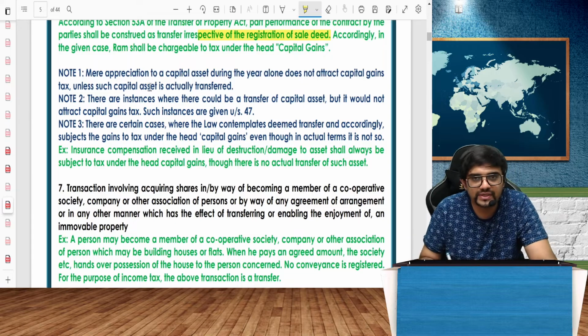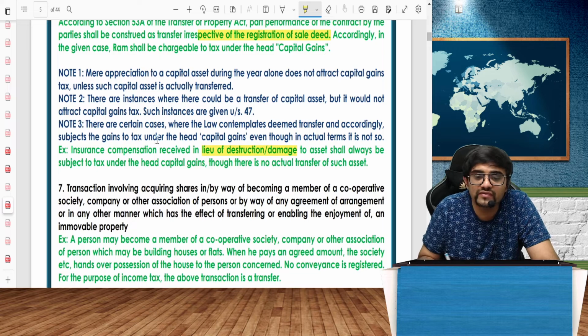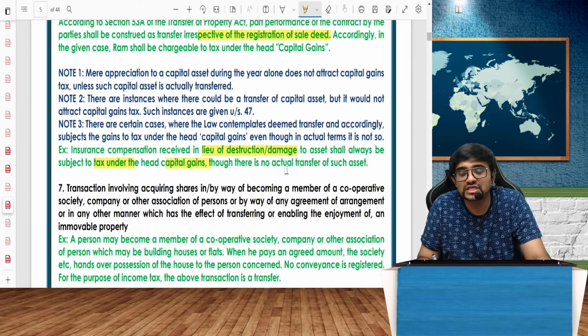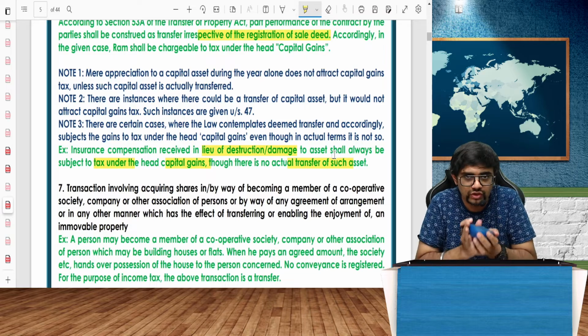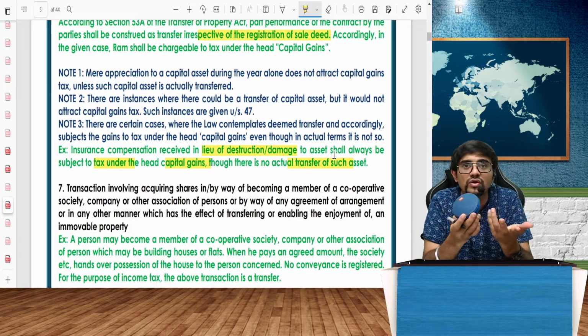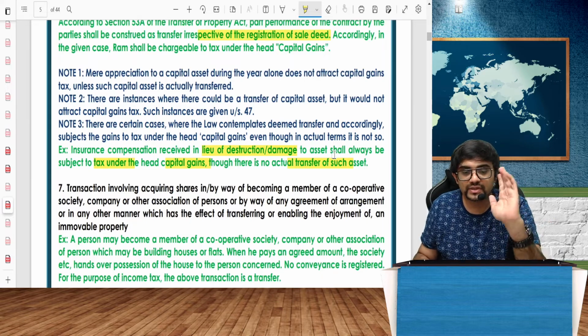That is one example. Insurance compensation in lieu of destruction or damage to an asset shall always be subject to tax under capital gains, even though there is no actual transfer. Did I give this to the insurance company? No. Did I give this to anybody? No. It got destroyed. Destruction also is transfer. Remember that, okay?